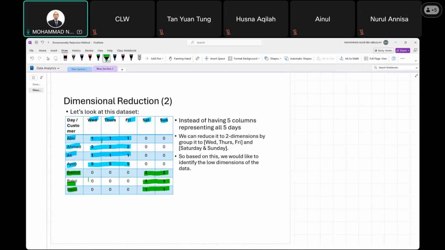So by looking at this data, instead of having five columns representing 5 days, we can reduce it to two dimensions, right? Where the first dimension represents weekdays, and the second dimension represents weekend, right? So this is the important reason why we need to do data dimensional reduction, because it's easier to interpret.